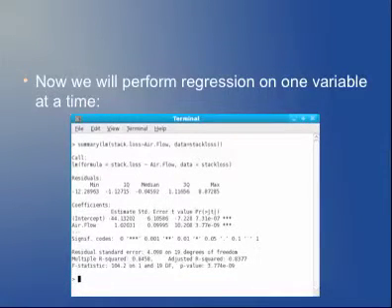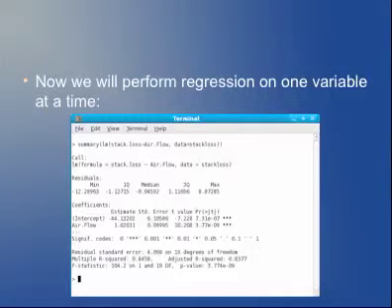So now let's do regression on one variable at a time. First, let's do it on airflow. And note that when we do it on airflow, we get a coefficient of about 1.02 and a p-value that's much smaller than we got in the multivariate regression model.